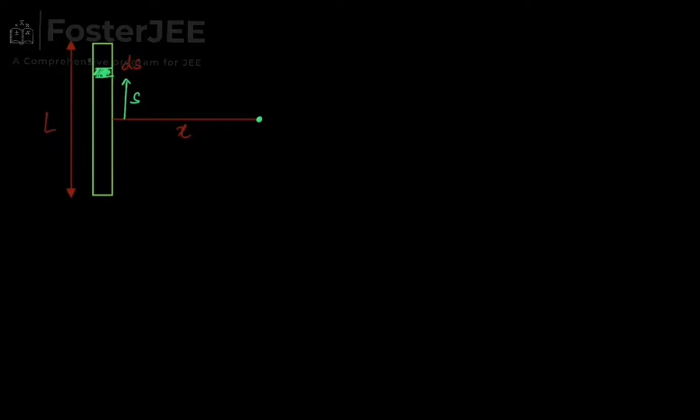Now we have to forget about all this rod and consider only this element. What is the distance from this element to the point of concern? From Pythagoras, if this is x, this is s, and suppose this is y, then y square will be x square plus s square.